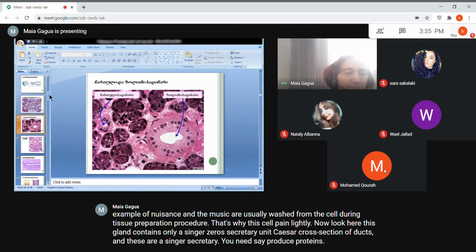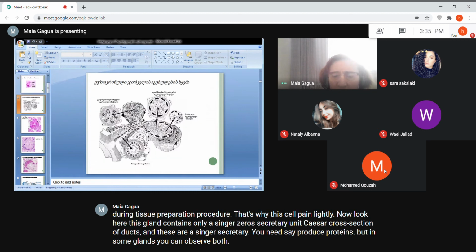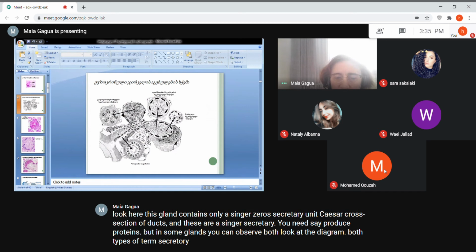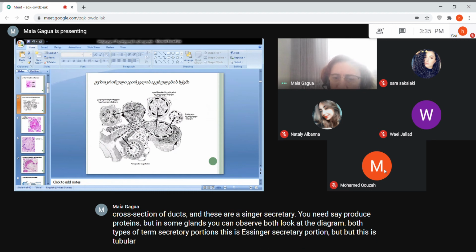But in some glands, you can observe both. Look at the diagram. Both types of secretory portions. This is the acinar secretory portion, but this is the tubular secretory portion. They have different shape and different staining properties.